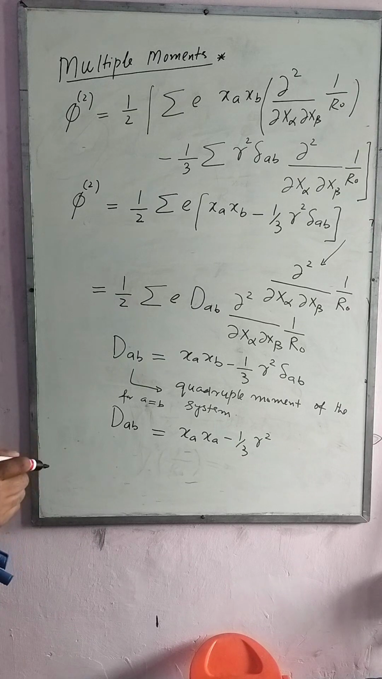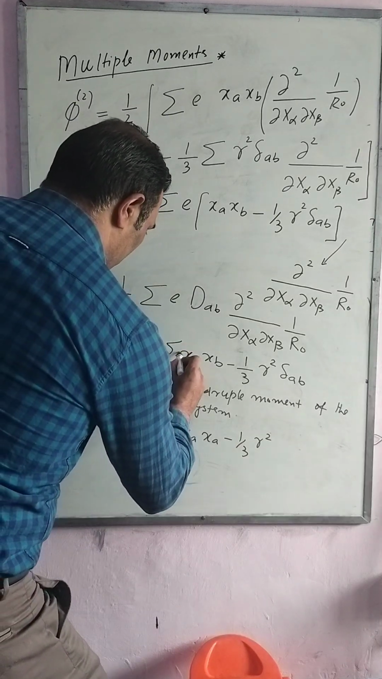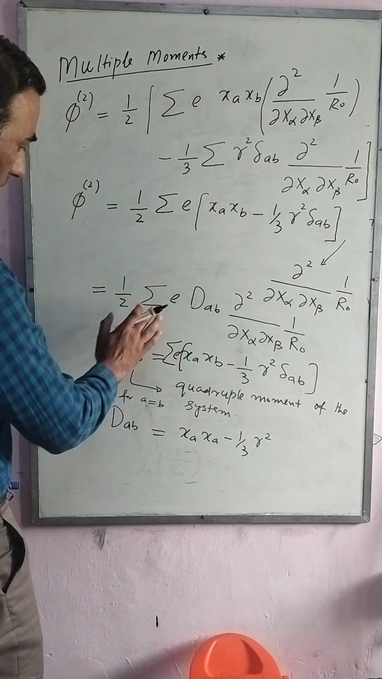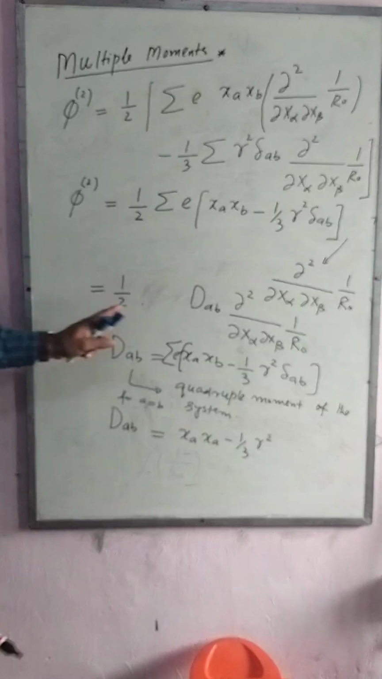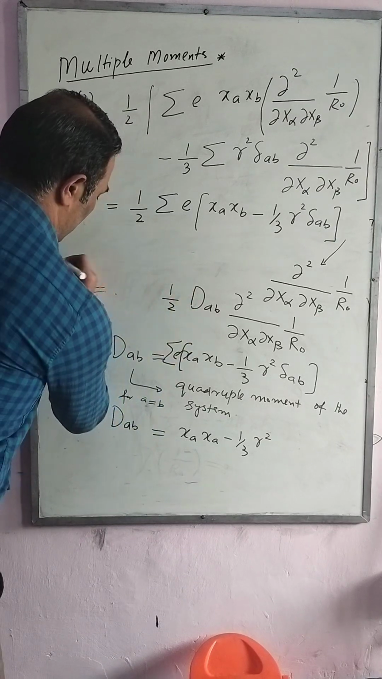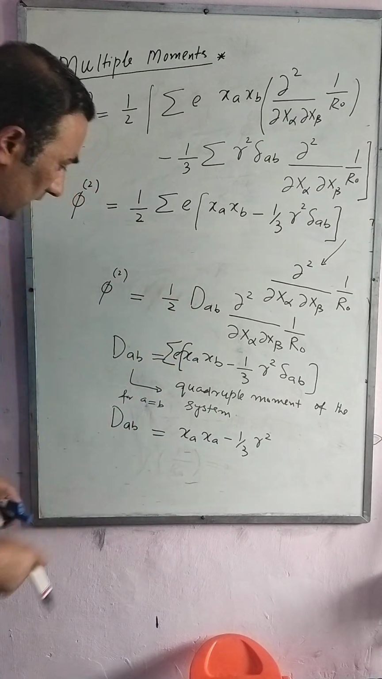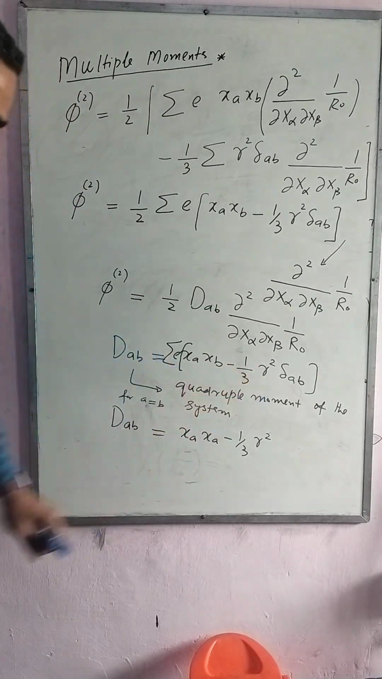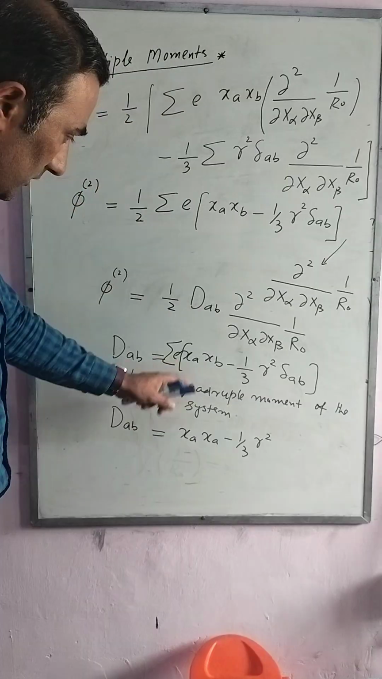D of alpha. So this our D of AB is this one. Summation over e. So there is summation over e also, right? So that is this one. That Q2 will be equal to this. So this is 1 by 2, and phi 2 will be equal to. The D of AB is that summation over e of x_A x_B minus 1 by 3 r squared delta AB. Right?